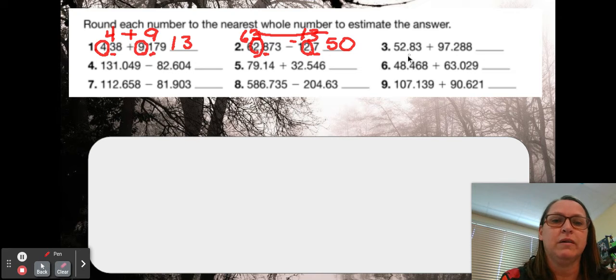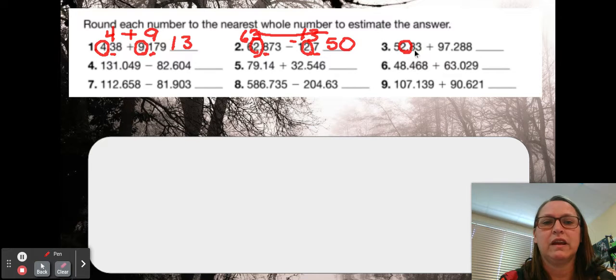And let's look at this one right here. I am going to circle my ones place, and I'm going to look at the number next to it.